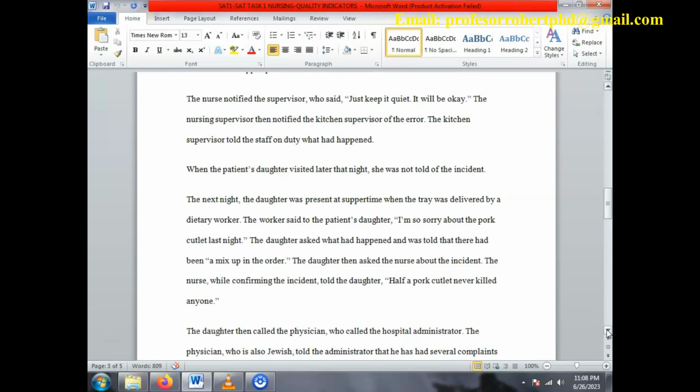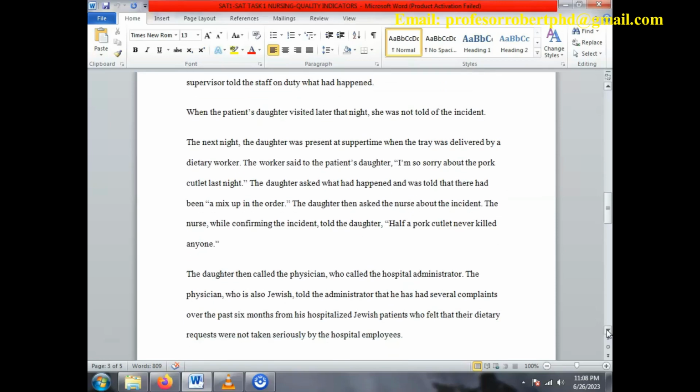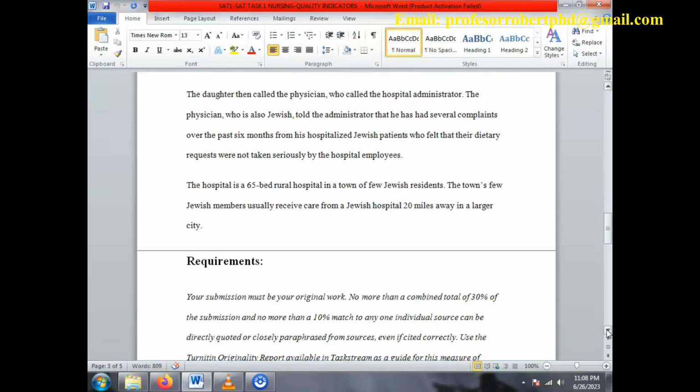The daughter then asked the nurse about the incident. The nurse, while confirming the incident, told the daughter, "Half a pork cutlet never killed anyone." The daughter then called the physician, who called the hospital administrator. The physician, who is also Jewish, told the administrator that he has had several complaints over the past 6 months from his hospitalized Jewish patients, who felt that their dietary requests were not taken seriously by the hospital employees. The hospital is a 65-bed rural hospital in a town of few Jewish residents. The town's few Jewish members usually receive care from a Jewish hospital 20 miles away in a larger city.